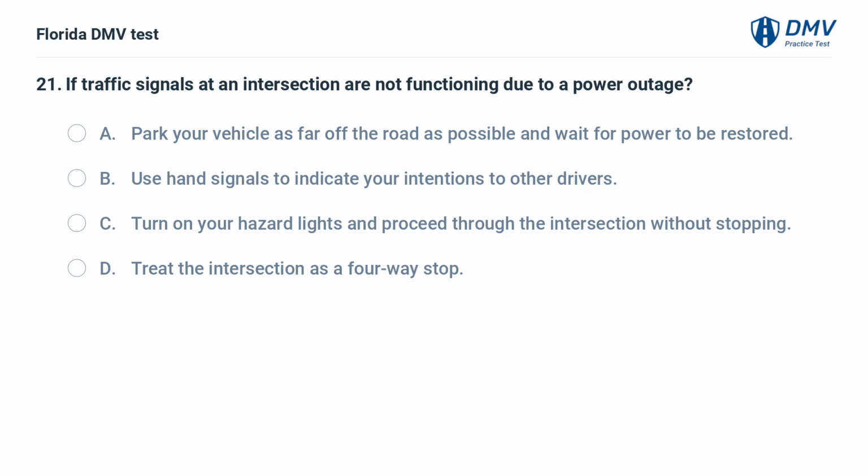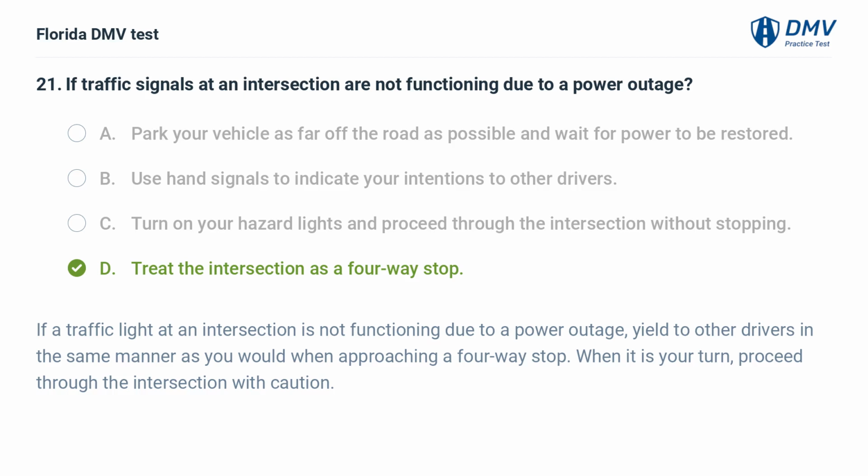If traffic signals at an intersection are not functioning due to a power outage, A. Park your vehicle as far off the road as possible and wait for power to be restored. B. Use hand signals to indicate your intentions to other drivers. C. Turn on your hazard lights and proceed through the intersection without stopping. D. Treat the intersection as a four-way stop. If a traffic light at an intersection is not functioning due to a power outage, yield to other drivers in the same manner as you would when approaching a four-way stop. When it is your turn, proceed through the intersection with caution.